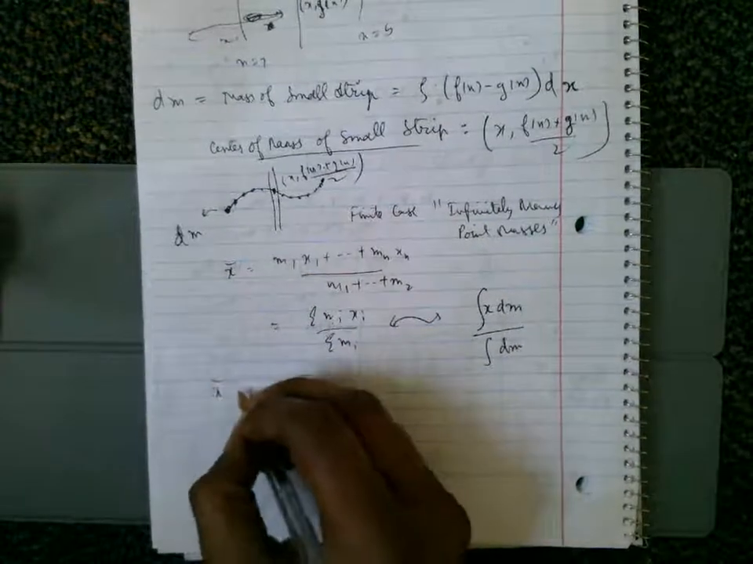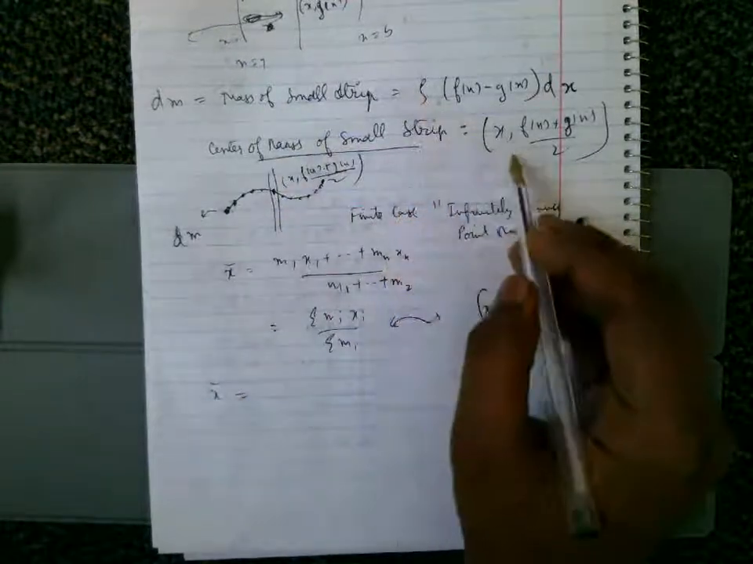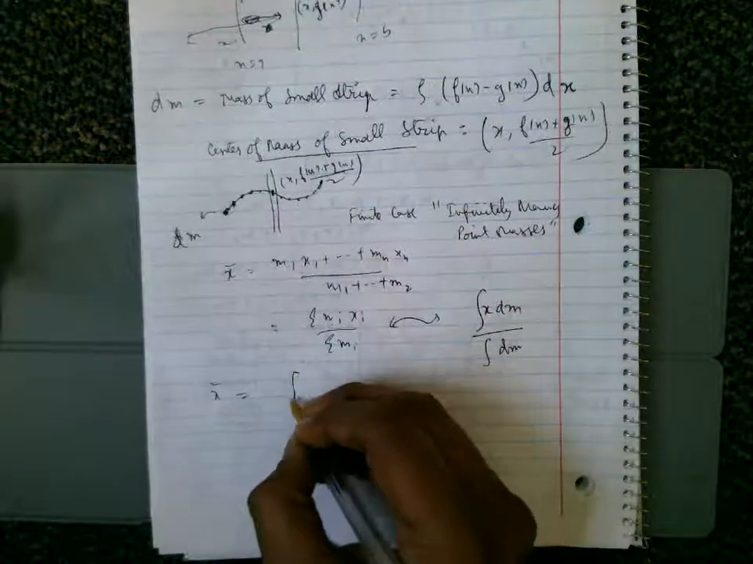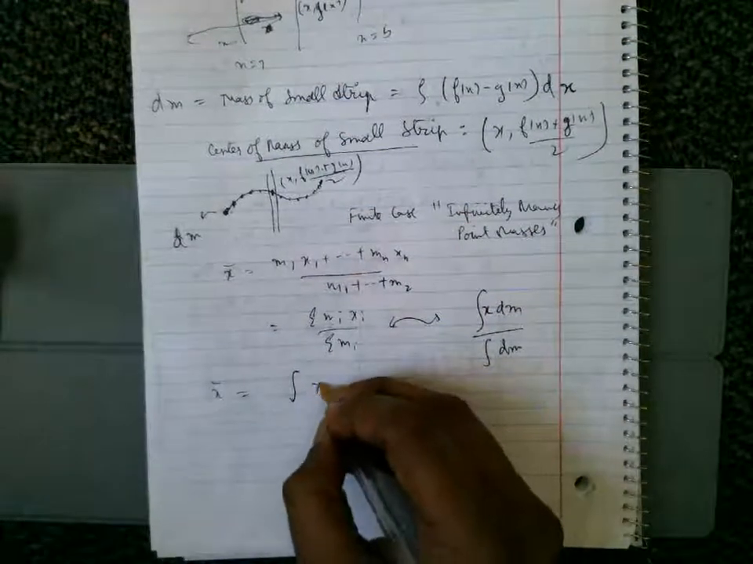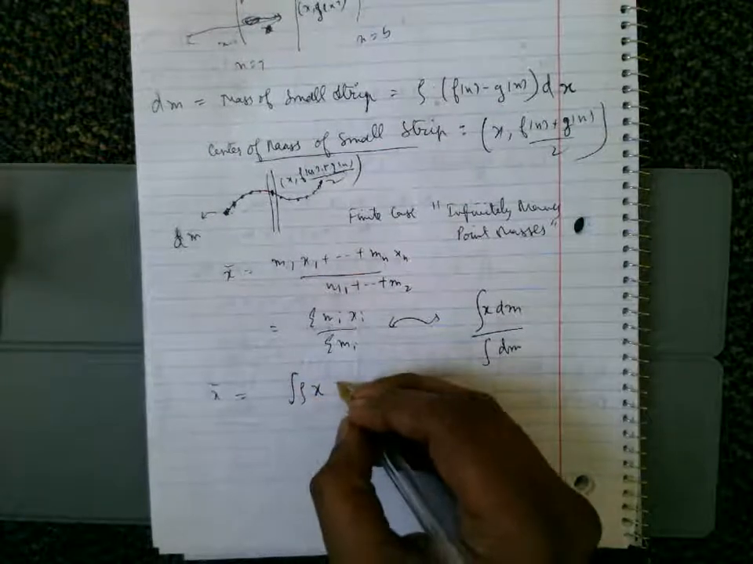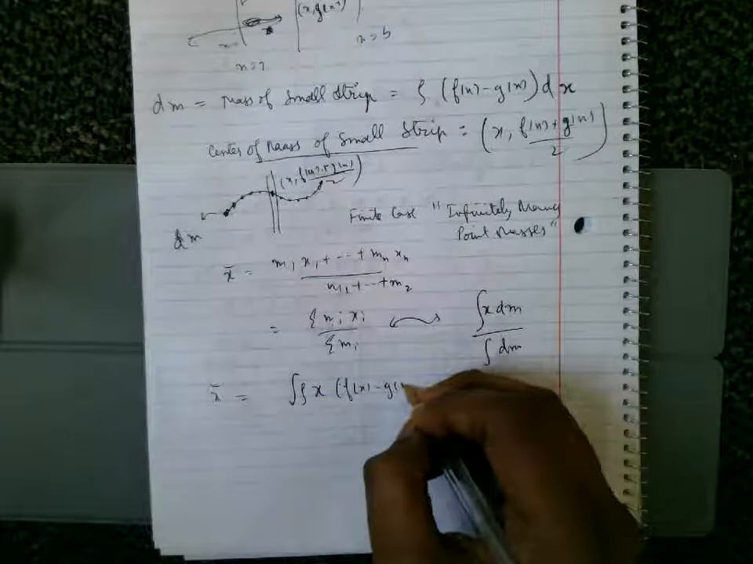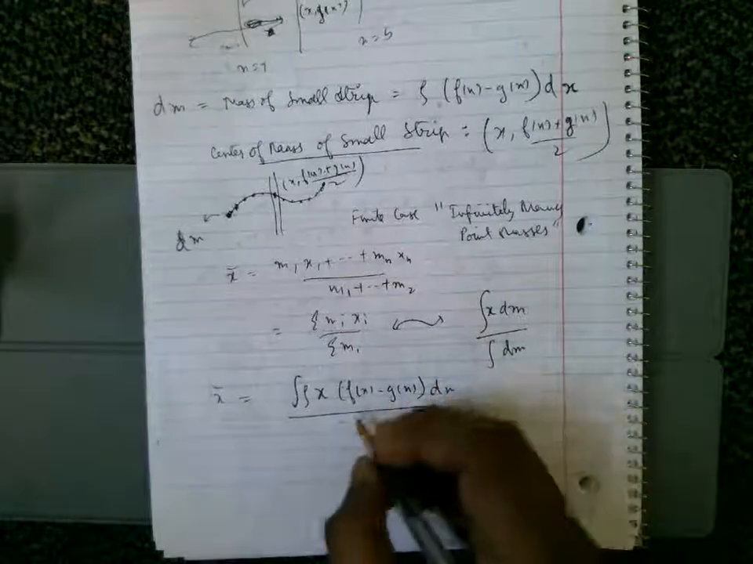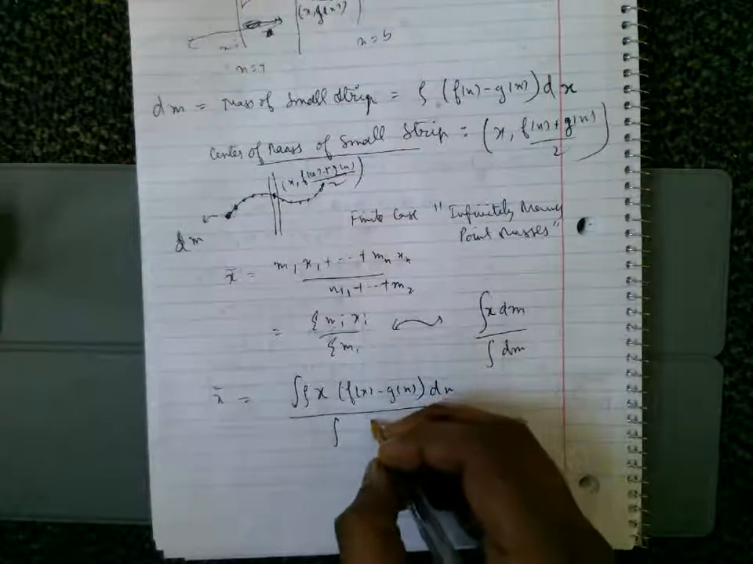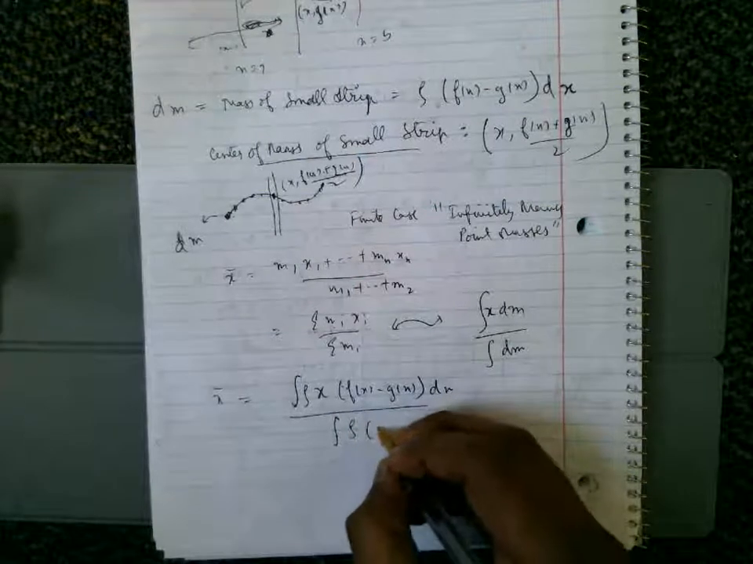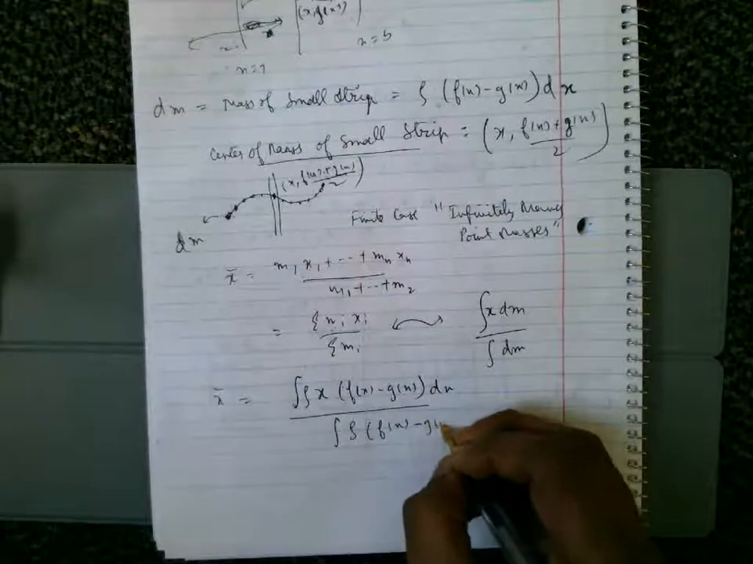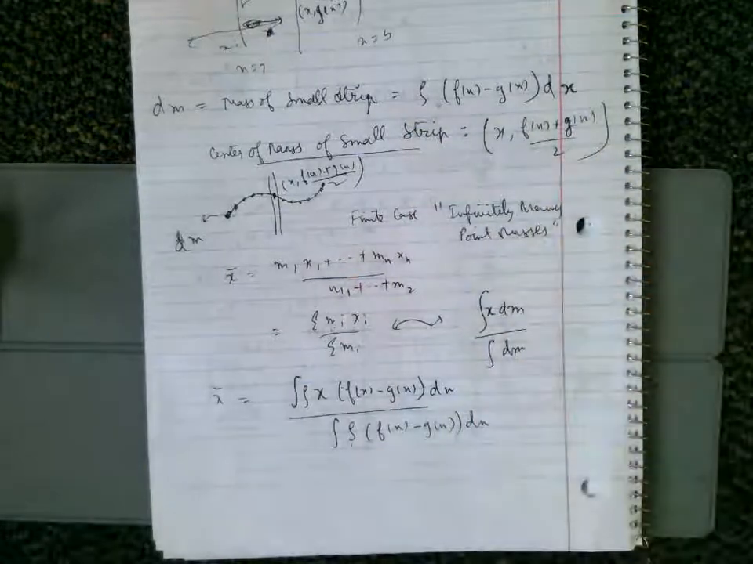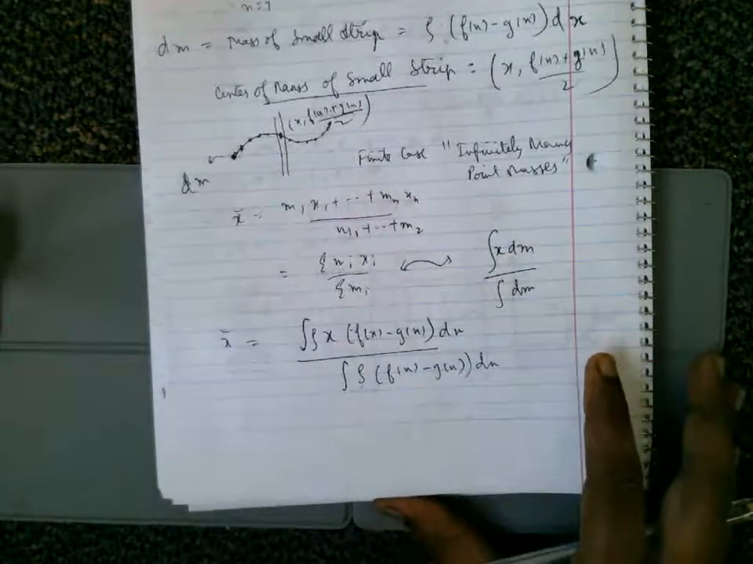So the x coordinate is, and we have found out what the value of dm is, right? It is rho times f of x minus g of x dx. So the x coordinate of the center of mass will be integration of x times rho times (f of x minus g of x) dx by the total mass, which will be integration of rho times (f of x minus g of x) dx. Since this is dm, we want to integrate dm. So this is the x coordinate of the center of mass.